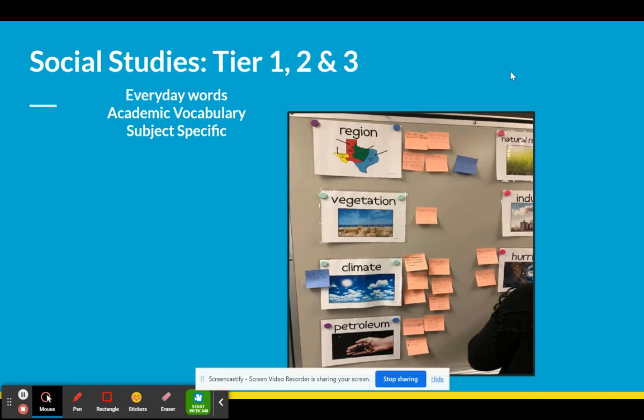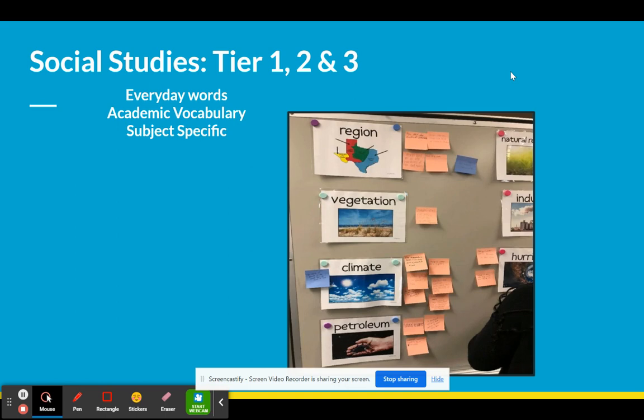On the next slide here, we have some examples for social studies. Again, these word walls can have words from all different tiers or just specific tiers. So here's an example of a subject-specific Tier 3 social studies word wall. And here again, the students are engaging in this board.